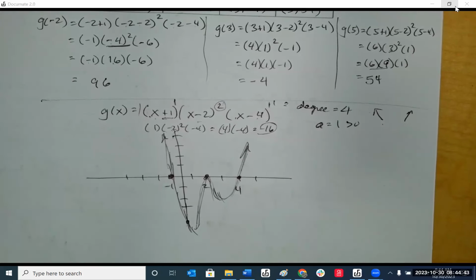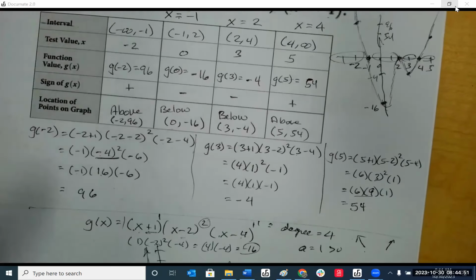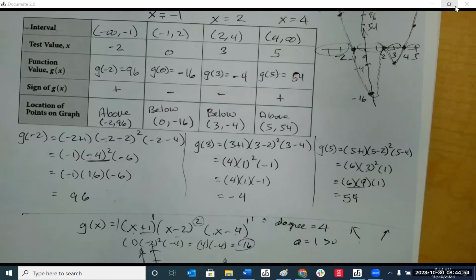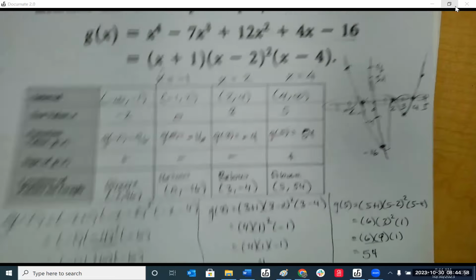Again, all that stuff comes from section 4.1. Section 4.1, we just did a rough sketch, and this method here gives you some points. Now we have some actual points to plot. All right, now the last example of this section deals with something called the intermediate value theorem.